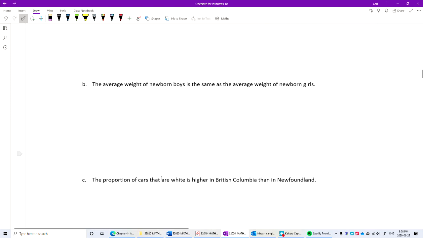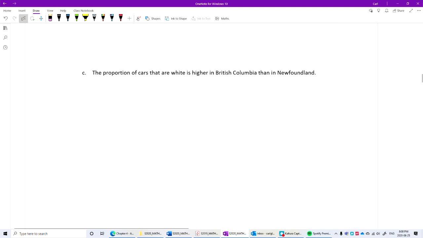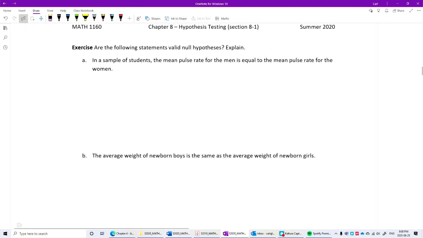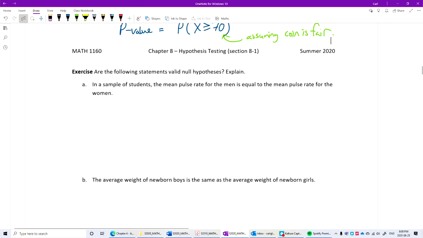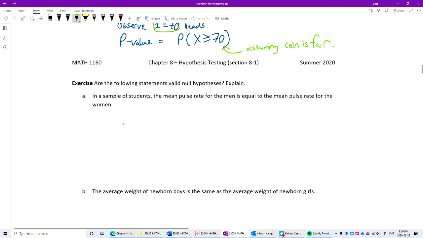Okay, a couple of questions here to solidify the terminology about null hypotheses. Are these statements valid null hypotheses? Could we use these as a null hypothesis? Why or why not? Let's try this one. In a sample of students, the mean pulse rate for the men is equal to the mean pulse rate for the women. So in symbols, what would this say?